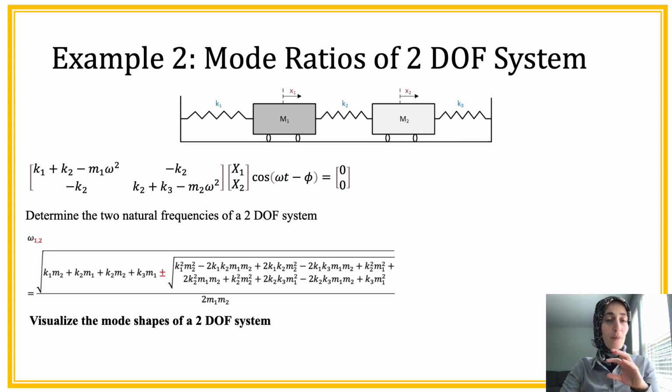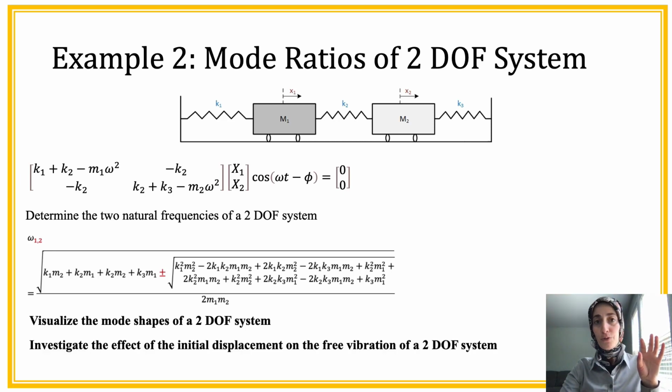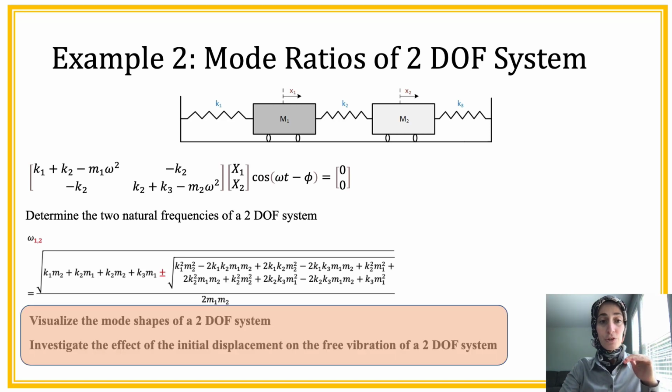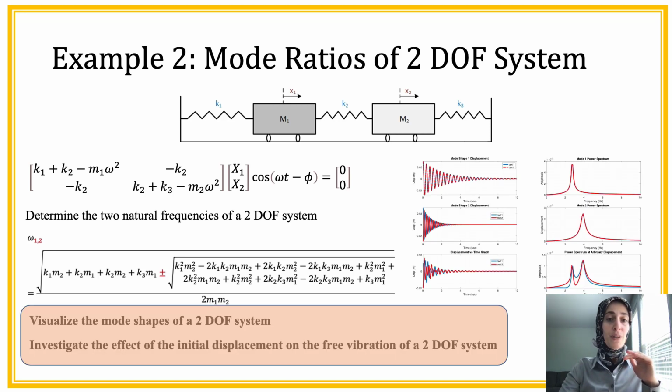Just to point out, our main aim is to visualize the mode shapes of the 2 degree of freedom system and also investigate the effect of initial displacement on its free vibration. Because we have a 2 degree of freedom system, once students randomly displace the carts, they are expected to see 2 peaks on the power spectrum. Using the theory, if they set the initial displacement ratio to the mode 1 ratio, then they will only see 1 peak on the power spectrum.